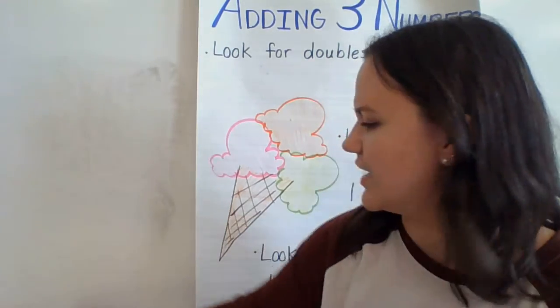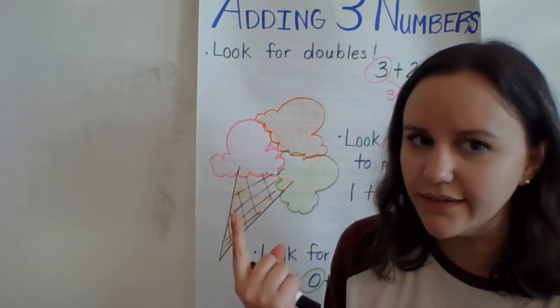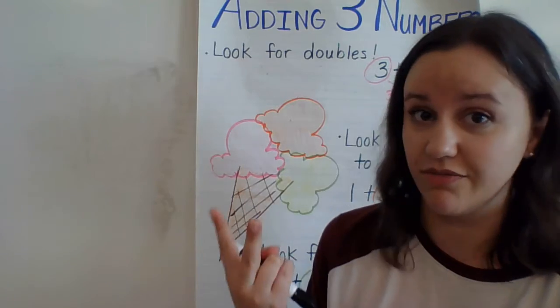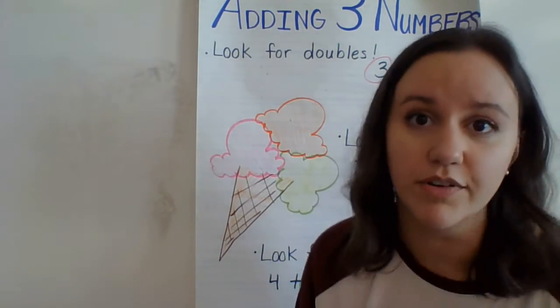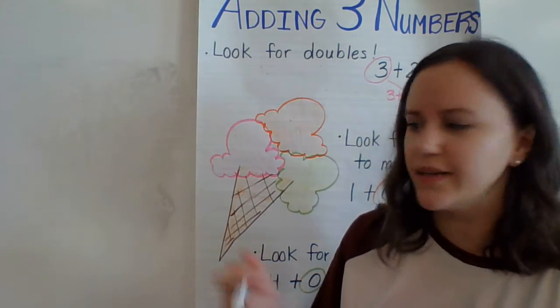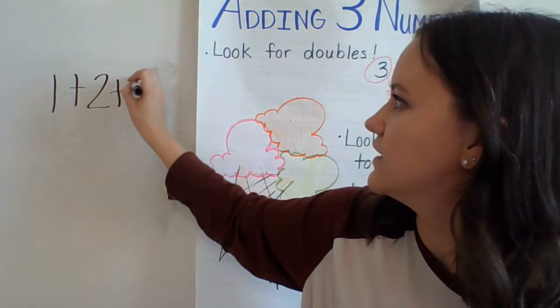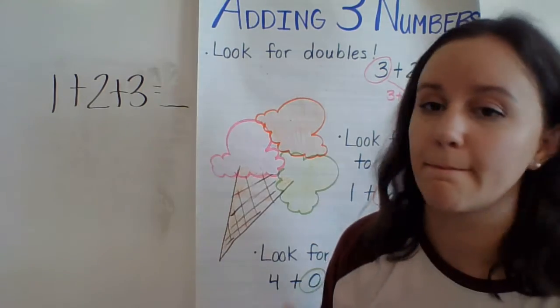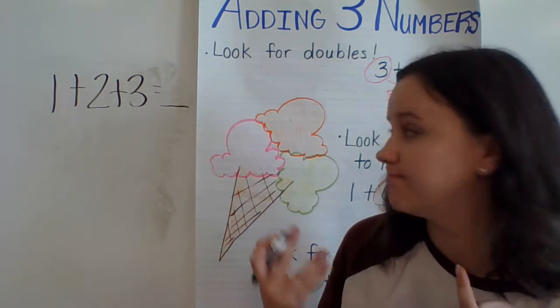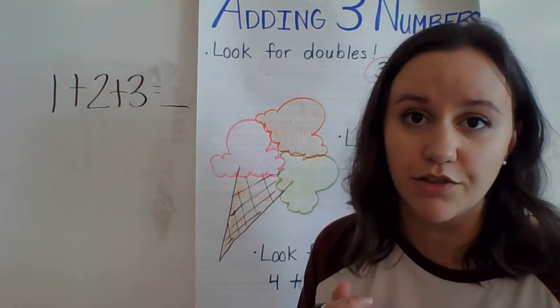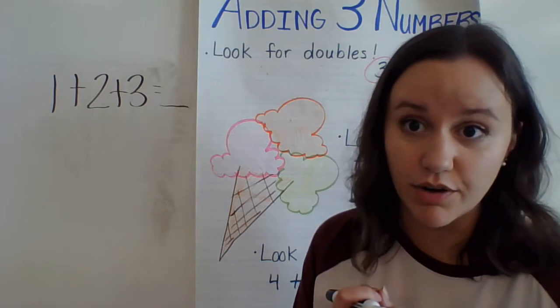And I know you might be asking, well, Miss Stratton, what if I can't find a double? What if I can't find a way to make it 10? And what if there isn't a 0? What do I do then? Let me show you. We do 1 plus 2 plus 3. Doesn't have a double. There are no two numbers that work together to make 10, and there's not a 0.